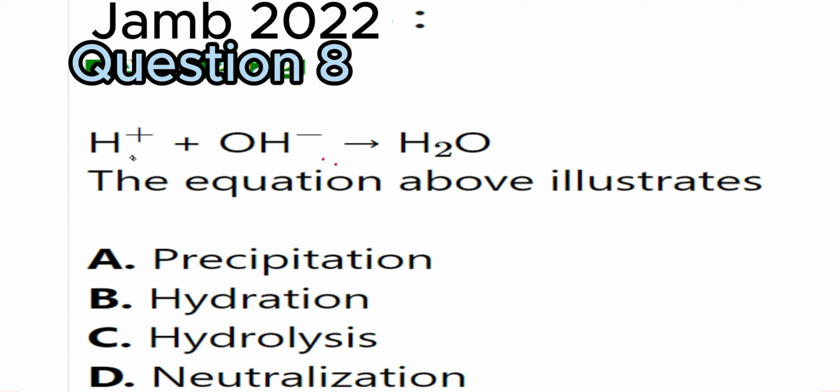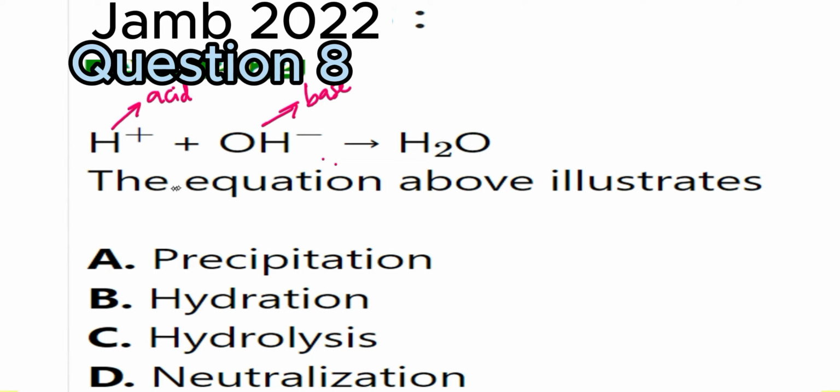Question number 8. Hydrogen ion plus hydroxide ion gives water. The hydrogen ion can be said to be an acid because an acid interacts with water to give hydrogen ion. Now if you look at the base as well, a base interacts with water to give hydroxide ion. So we can say that one is also a base. So it will now give us water.